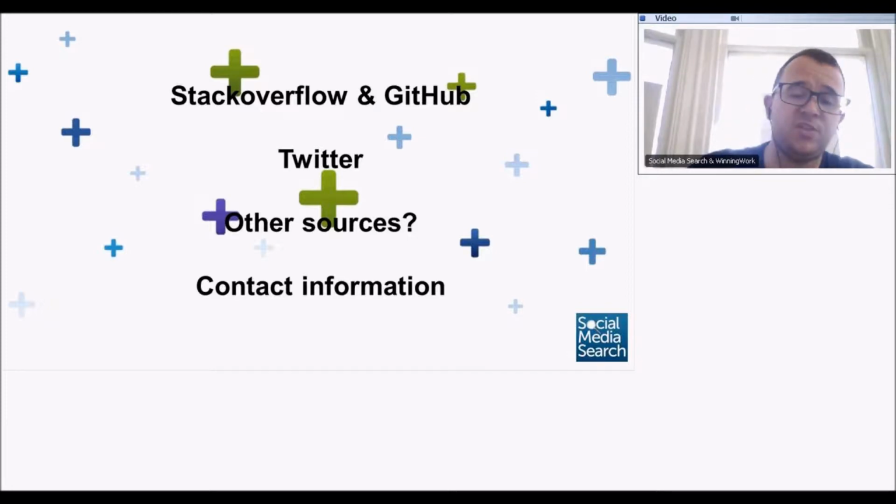We're going to cover off three of the main ones today: Stack Overflow, GitHub, Twitter. We'll talk about one or two other sources as well if we have time, and I'll show you a couple of different ways of getting contact information for developers.